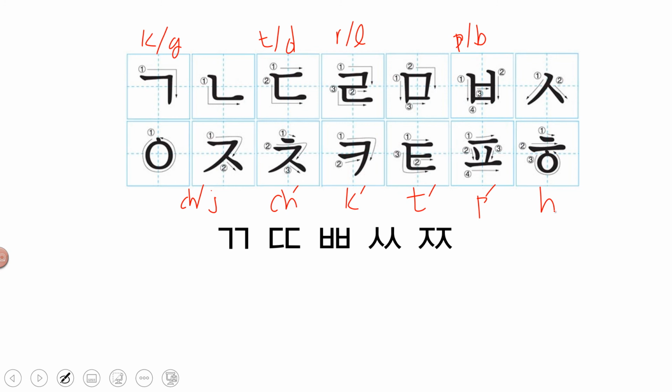On the bottom I have these five tense sounds. How do you pronounce tense consonants? You say them with a higher pitch. So it becomes g, t, p, s, and j.